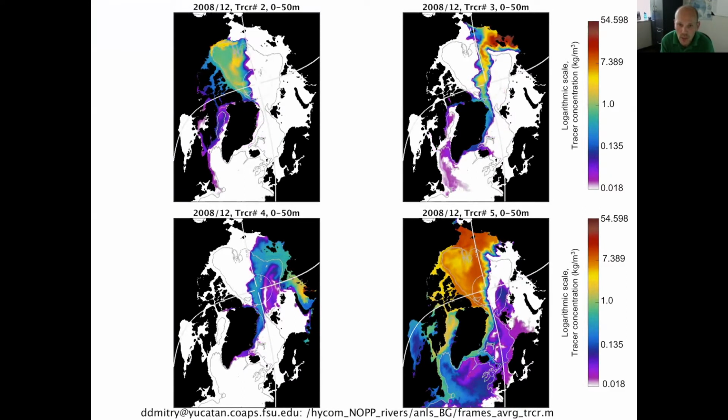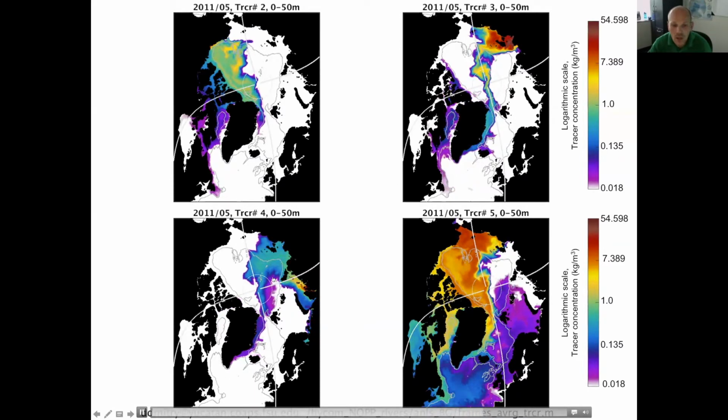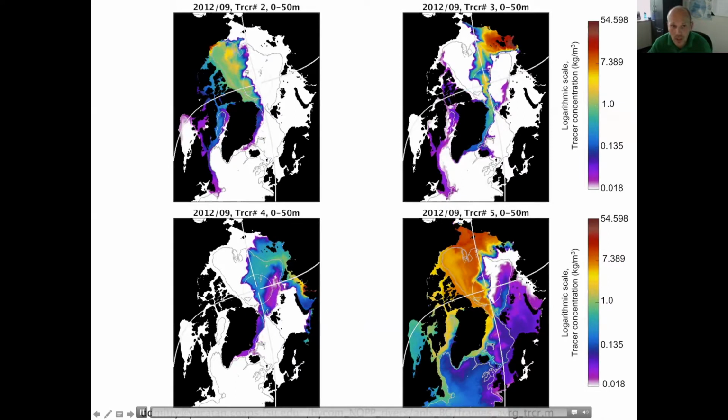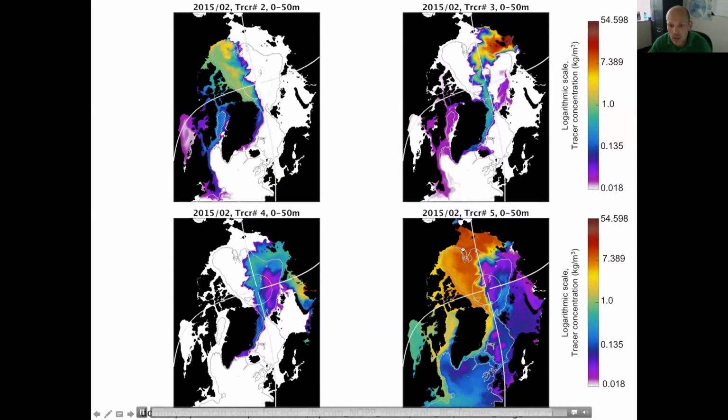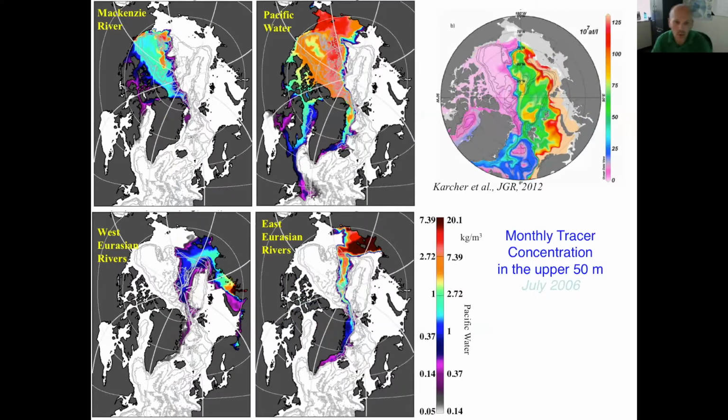You see how different their pathways are, and what we see in the animations is that the Eurasian Rivers do not spread into the Beaufort Sea, and the Beaufort Sea is largely dominated by the Mackenzie River and the Pacific water. This is the summary of the animation that I just showed to you. What is intriguing is that it seems the Eurasian Basin and the Canada Basin can sometimes be isolated.